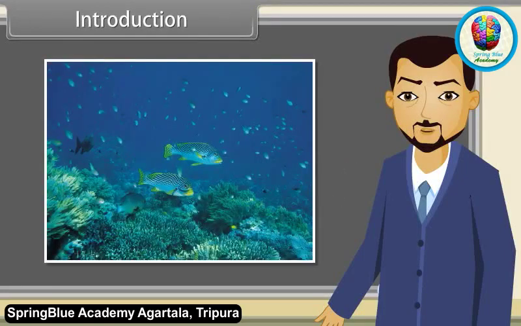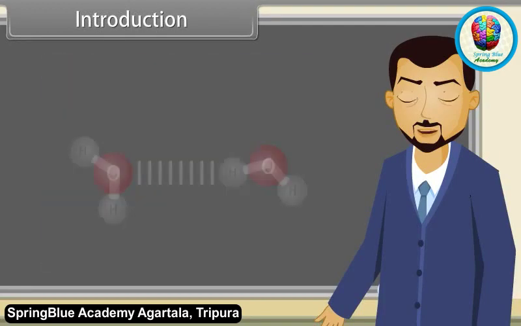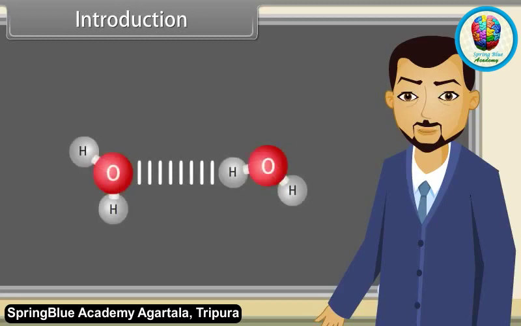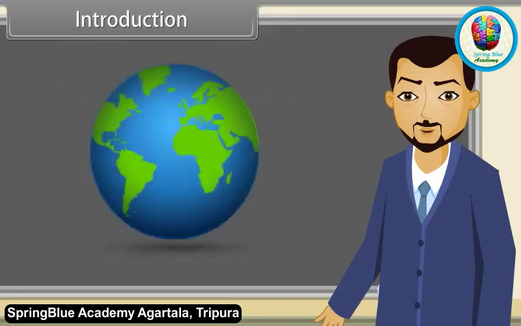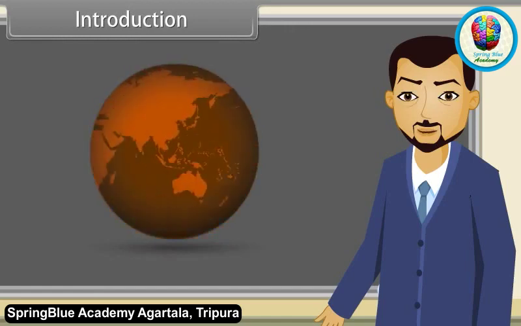Life depends upon hydrogen bonding. Life is created from water, and water is a liquid due to hydrogen bonding in its molecules. If there is no hydrogen bonding, then water must be a gas just like air. There would be no oceans, no lakes, and no rivers.